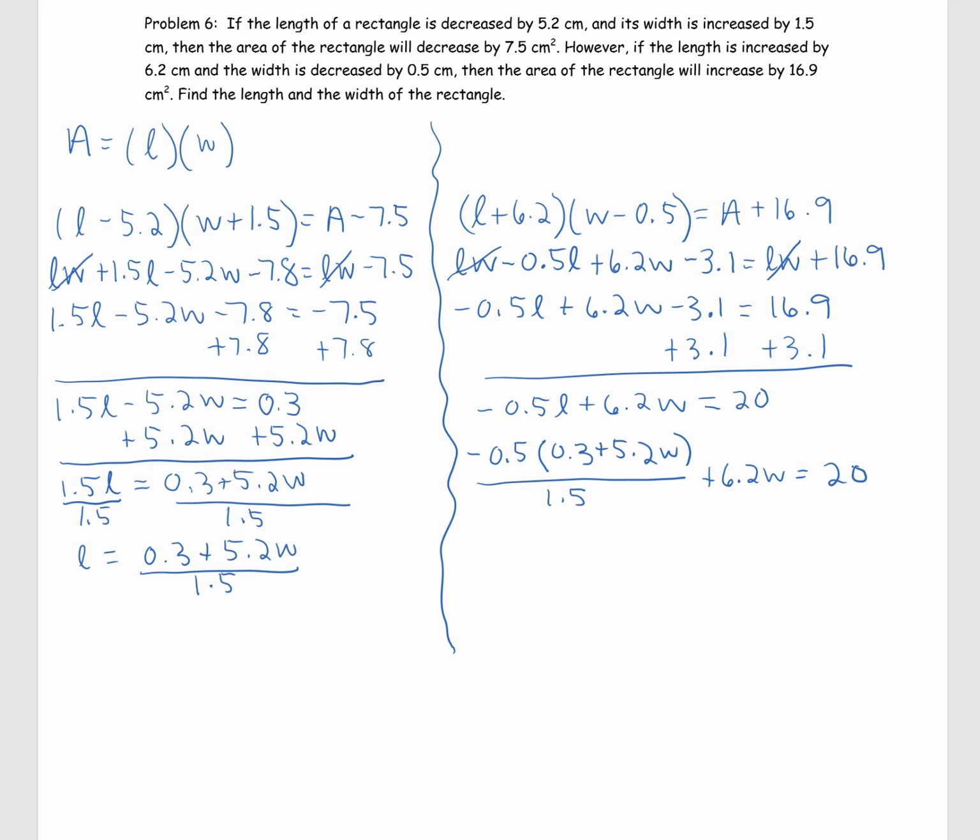So the next thing I want to do is get rid of this ugly fraction here. And the way I do that is by multiplying both sides of my equation by 1.5. So hopefully this isn't too messy here. What I'm doing is multiplying this side by 1.5 and this side by 1.5. Sorry, those aren't exponents, they're multiplications. Just ran out of room here a bit.